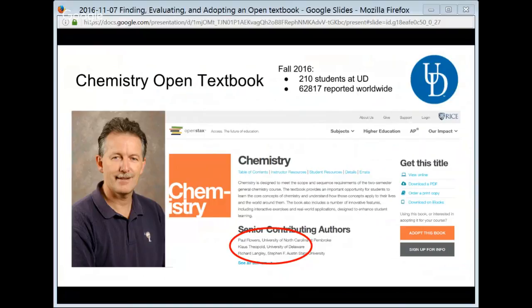We actually contacted OpenStax to find out what the use of that text that Dr. Theopold helped to author looks like worldwide, and we received back that over 62,000 students are using it worldwide. So a local effort here in partnership with OpenStax that has some pretty impressive ripple effects in the larger world.